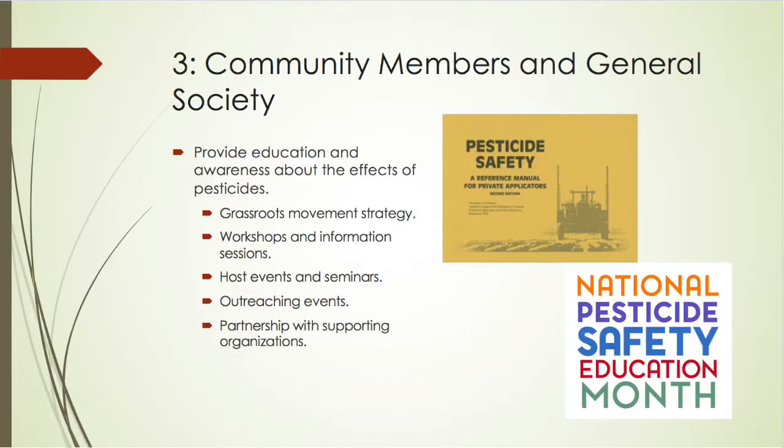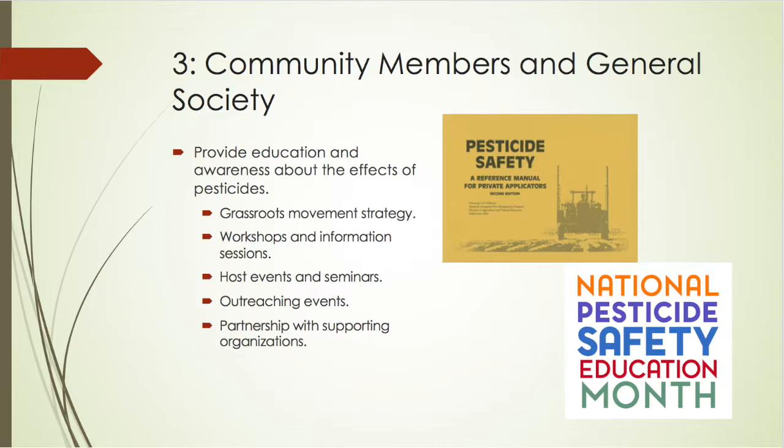With the third target audience, community members and general society, the strategy for this audience will be to provide education and awareness about the negative health effects and environmental effects caused by pesticides. In addition, the harmful effects on insects like the honeybees and their importance and benefit with regards to agriculture. To tackle this approach, we can use grassroots movement strategies to bring awareness in communities.